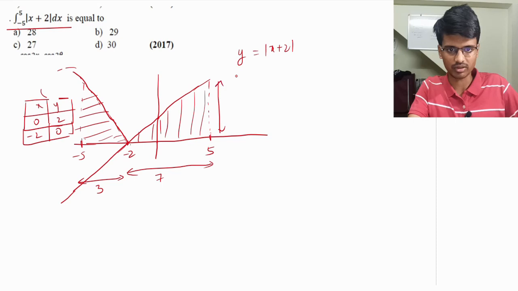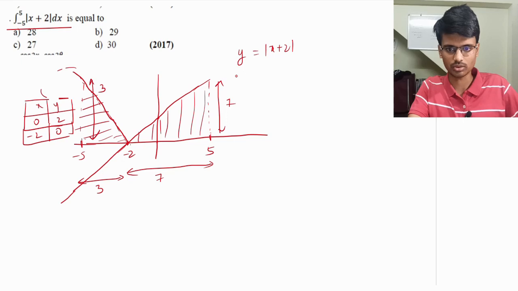If I put x equal to 5 in the equation, I get this as 7. If I put x equal to minus 5, I get 3. My x equal to minus 5 gives minus 5 plus 2, which is minus 3, but modulus of minus 3 is 3. So this is 3 units only.